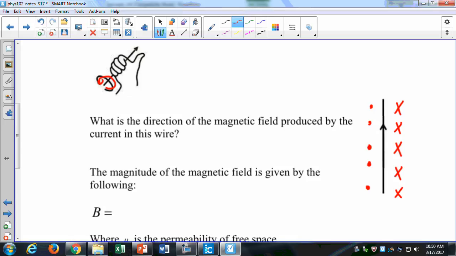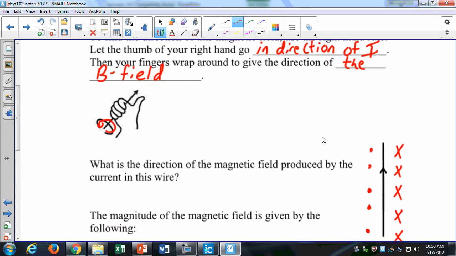Now, if I were to come on this side of the wire, it would be to the right. The magnetic field would be pointing in this direction. And then if I were to go on the back side of the wire, it would be pointing to the left. So if this is my wire, my magnetic field is going to go like this. It's going to circle around it. Now, the magnitude of that, let me show you another way we can do that.